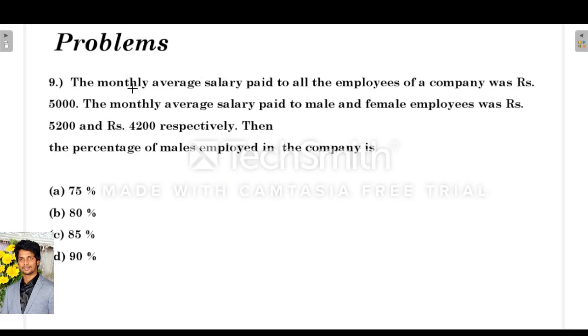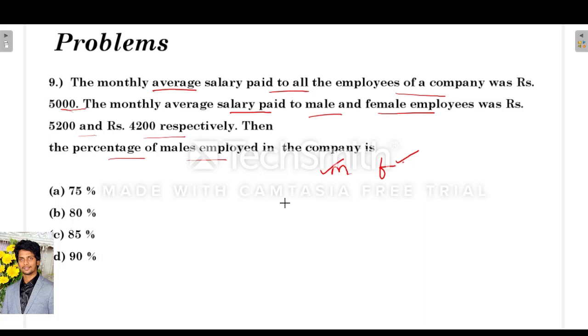So next question. The monthly average salary paid to all employees of a company was rupees 5,000. The monthly average salary paid to male and female employees was this much respectively. Then the percentage of males employed in the company is. So let us say the number of males is M and the number of females is F. So this is the number of males, this is the number of females.